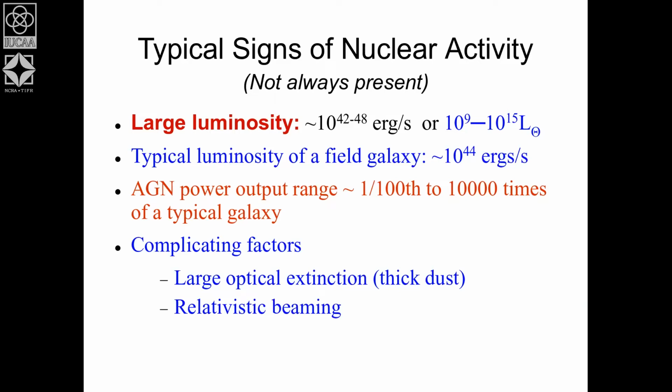Of course, when we measure this luminosity, there are certain complicating factors. For example, there can be large extinction, so we may not be measuring the real luminosity, but a lower than actual luminosity. Then the relativistic beaming, if there is relativistic beaming, can also affect the measurement of luminosity. In that case, we will measure more than the actual luminosity because the radiation is beamed towards us.